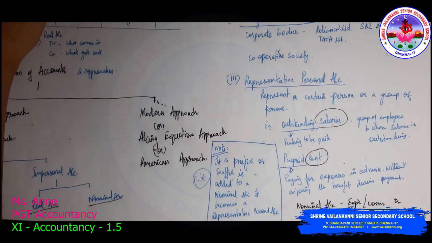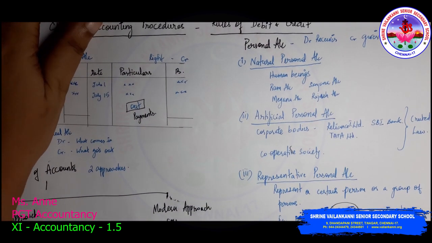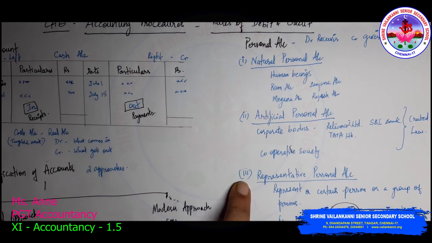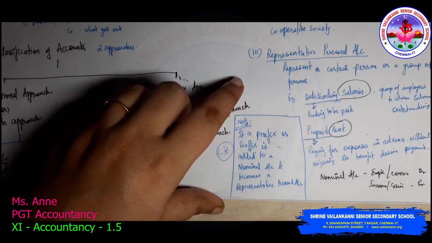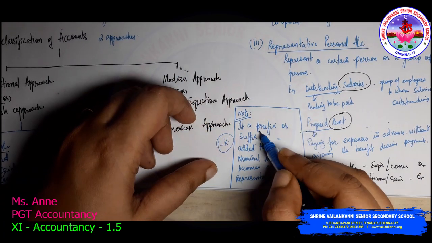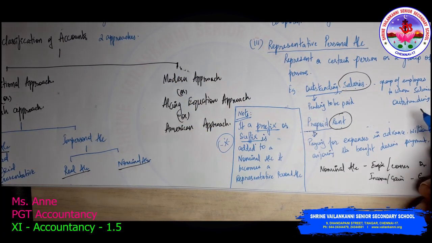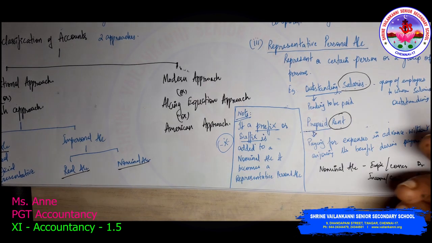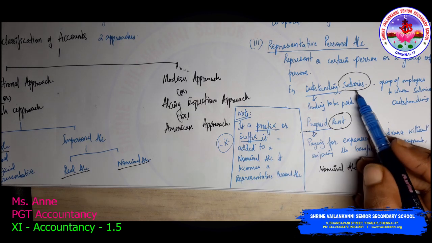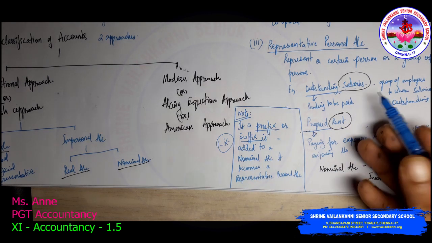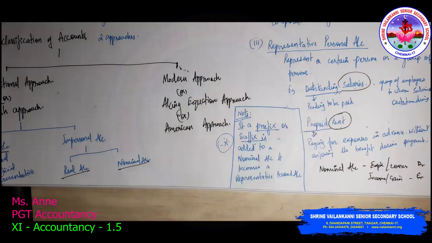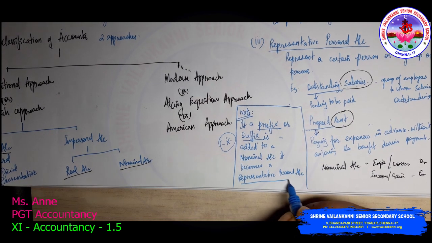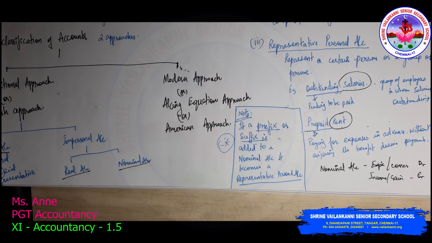So personal account is classified into natural personal account, artificial personal account, and representative personal account. We also learned a trick. If there is any prefix or suffix, the same word can be the suffix. Outstanding salary can also be stated as salary is outstanding. So in that case, if some words have been added before or after the nominal account, then automatically it turns out to be a representative personal account.